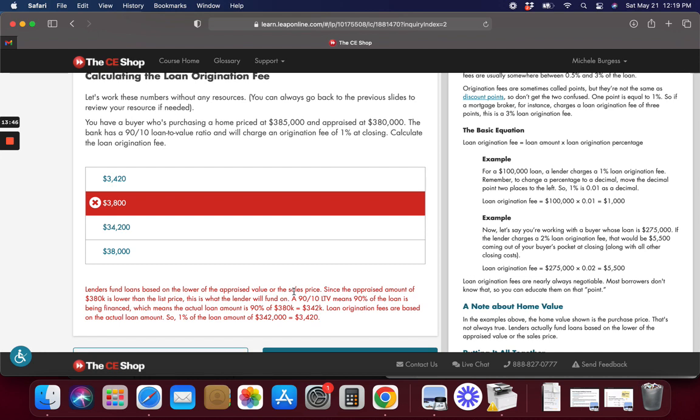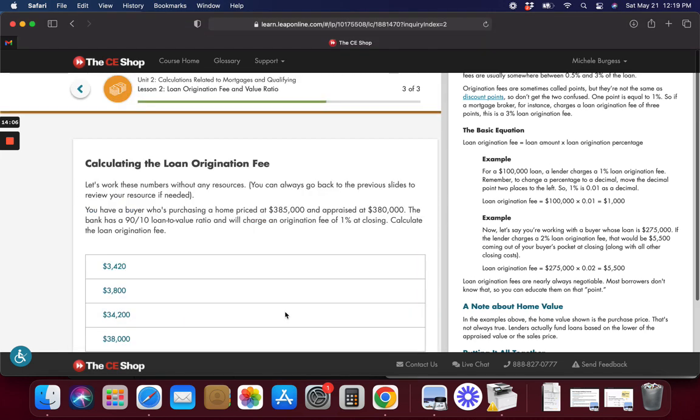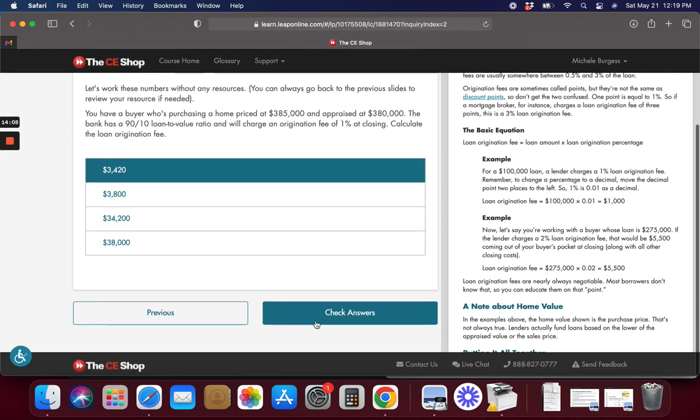All right, lenders fund based on the lower of the appraised value, just like I said, which would be 380. So we'll take 380. They're going to take 90% of that, which is going to be financed, which would be 342. Okay, and then you're going to do 1% of 342, which would be 3,420. Okay.